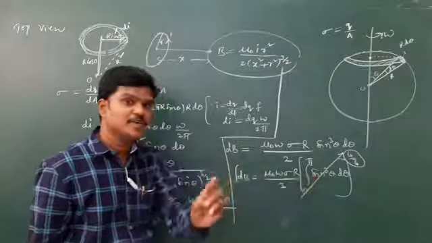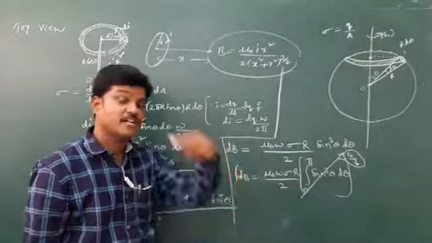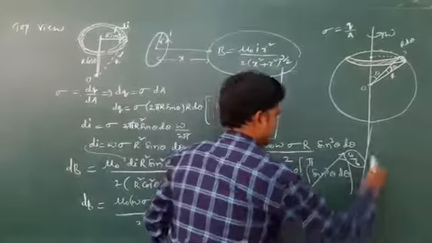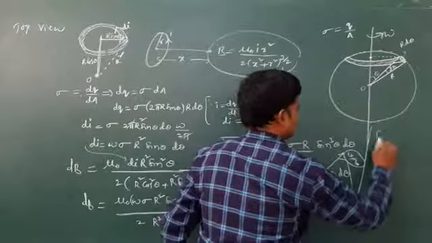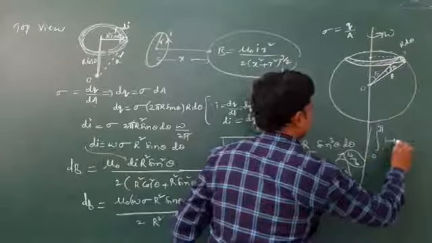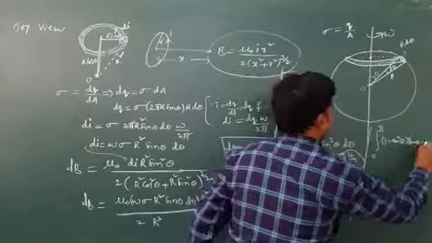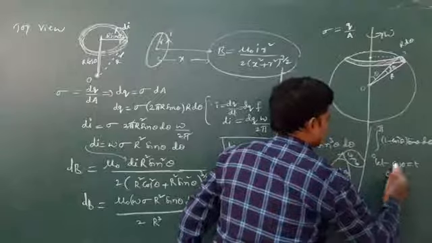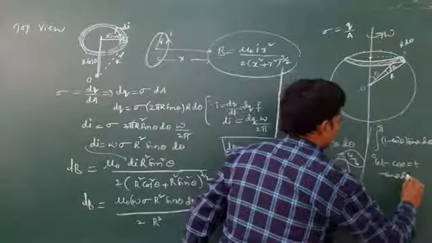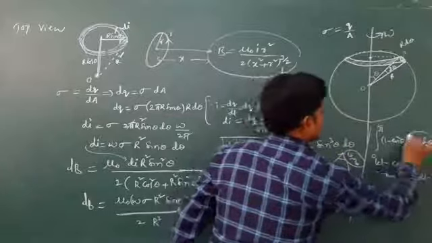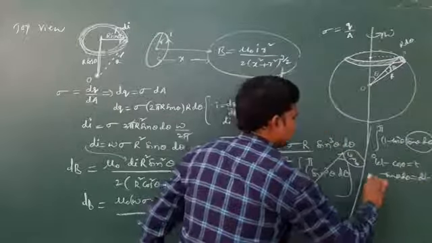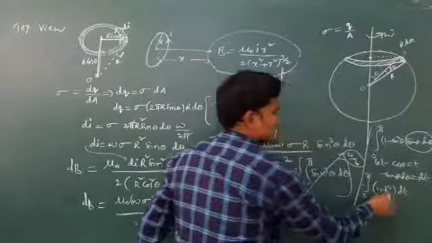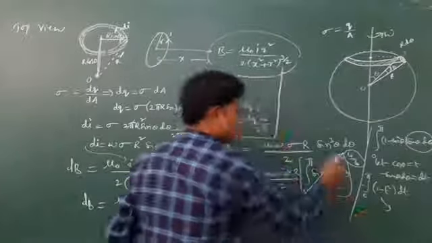Sin cube theta, just write sin theta times sin square theta. In the next step, that sin square theta you write as 1 minus cos square theta. So integration from 0 to pi, sin square theta is 1 minus cos square theta, sin theta d theta. Let us take cos theta as t. So this becomes minus sin theta d theta is equal to dt. So this part is replaced by minus dt. 0 to pi, 1 minus t square, and minus dt will come. Substitute t as cos theta and apply the integration, you will get 4 by 3.